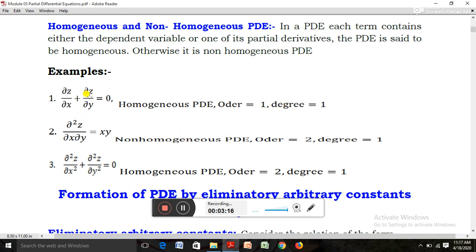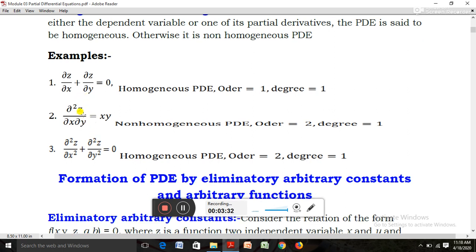Here dou z upon dou x plus dou z upon dou y is equal to 0. This is a homogeneous PDE, order 1 and degree 1, because both dou z upon dou x and dou z upon dou y are there. So order is 1 and degree is also 1. And here, dou square z upon dou x into dou y. This is with respect to two variables, x and y. So this is a non-homogeneous PDE. Here order is 2, and the whole raised to 1, so degree is 1.